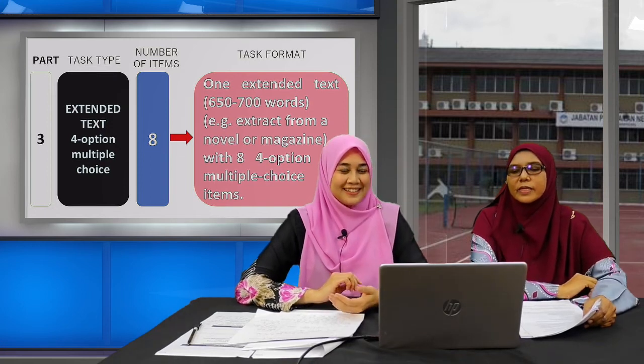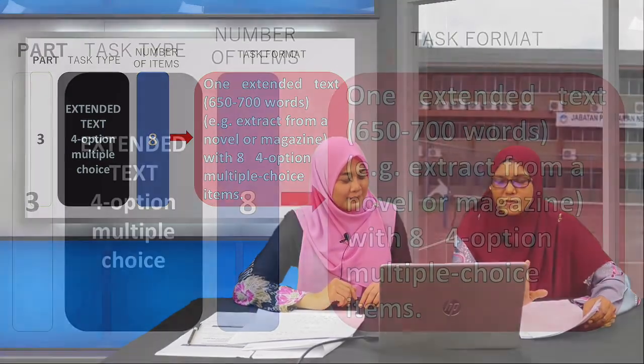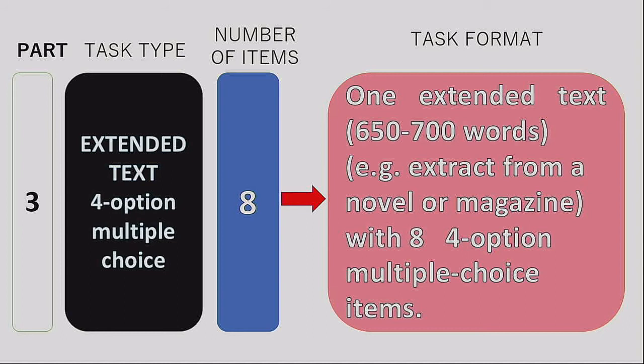Part 3 of the paper is called extended text with 4-option multiple choice, so it has A, B, C and D, with the number of items being 8. It means that the text is followed by 8 questions and 4-option multiple choice after each question.